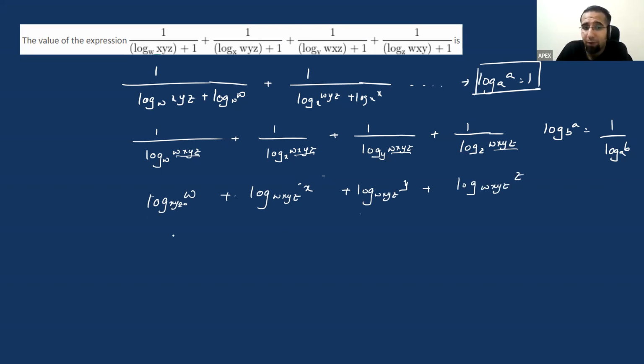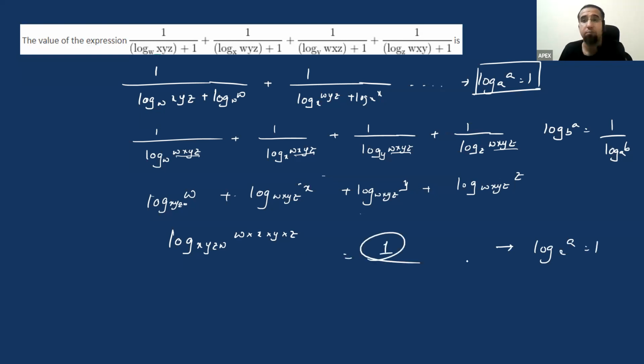If the bases are same, I can multiply them. So I can write this as log base w x y z, and I can multiply that as w into x into y into z. So finally, we are using again log a base a is equal to 1, and therefore my final answer becomes equal to 1.